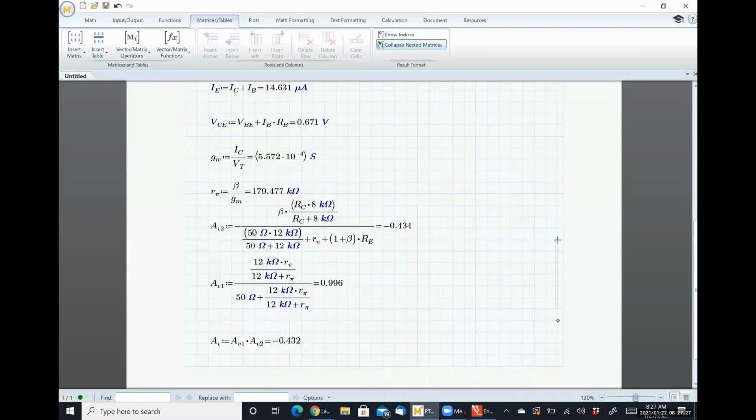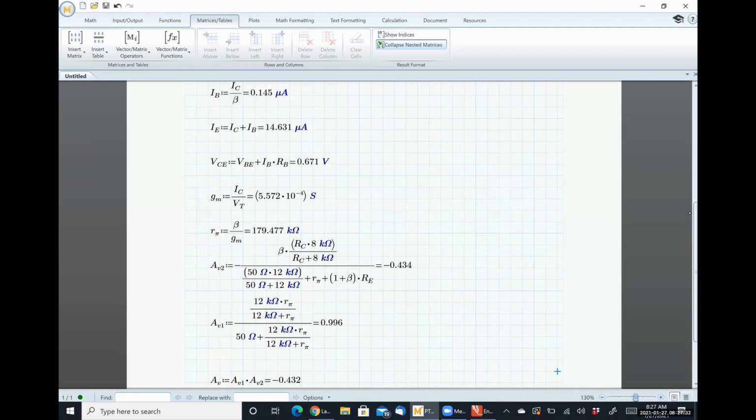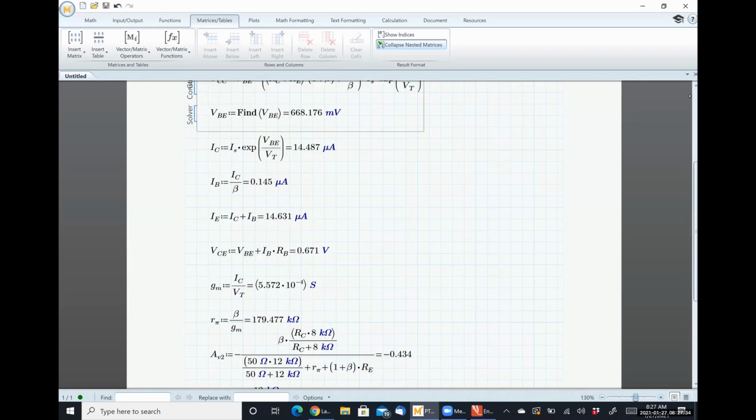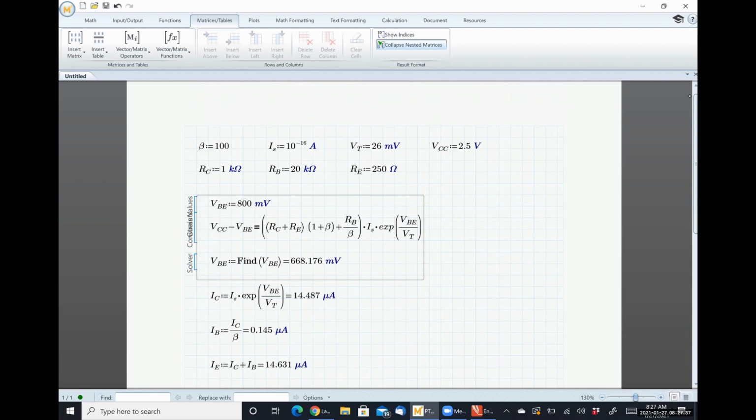Let's see what I did. I used MathCAD. Let's just see. I chose a guess of VBE is equal to 800 millivolts. So let's make sure I have all of my numbers correct here. Beta was 100. IS is 10 to the minus 16 amps. My thermal voltage is 26 millivolts. VCC is 2.5 volts. All those seem legit.